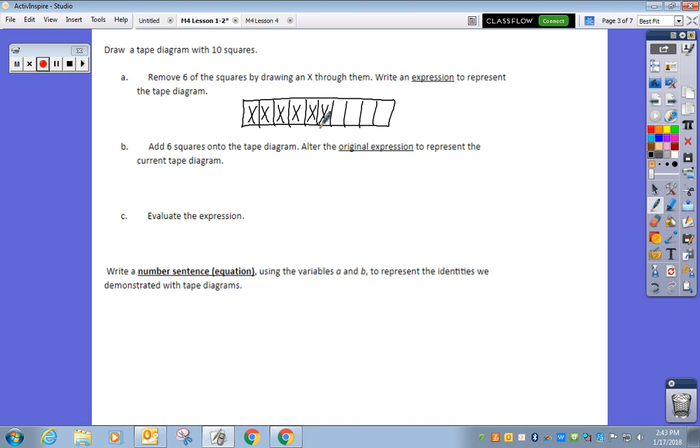Now it's asking me to write an expression to represent the tape diagram, just the math problem of what I just did. I started with 10 and I took away 6, so 10 minus 6 is the expression. Now it wants me to add 6 squares onto the tape diagram. I'll draw the tape diagram after I've already taken off those 6. What was left is those 1, 2, 3, 4 that we see here. So I'll draw those 4, and then add on 6 to that.